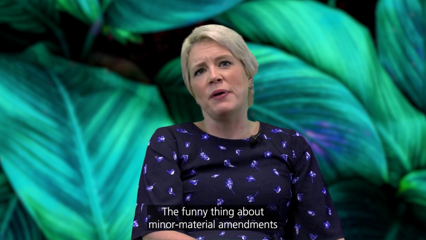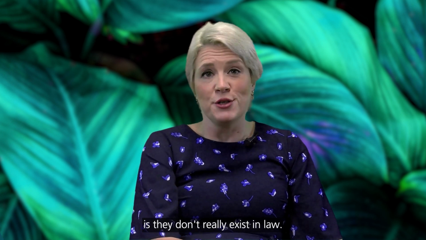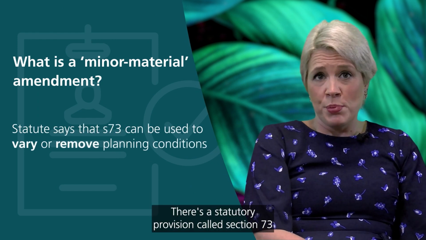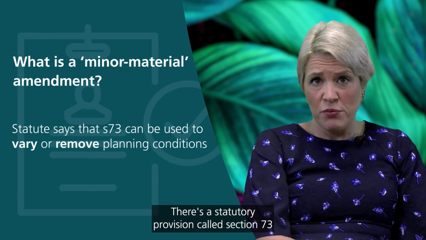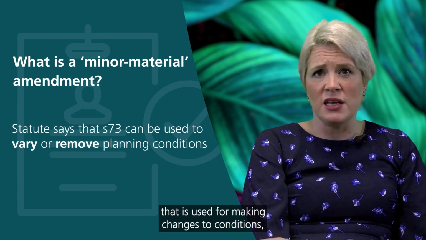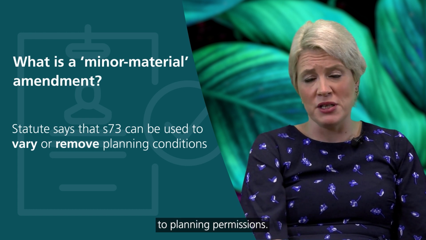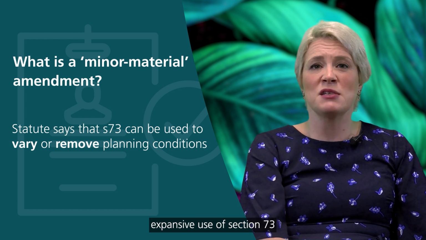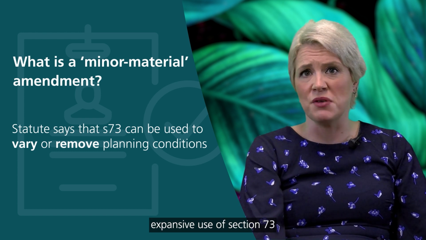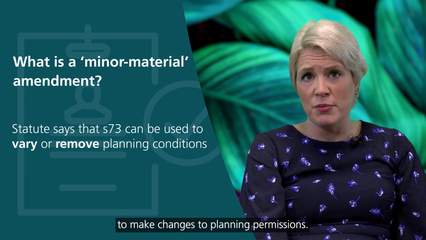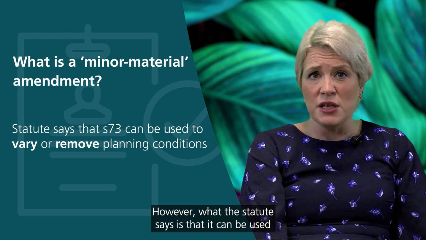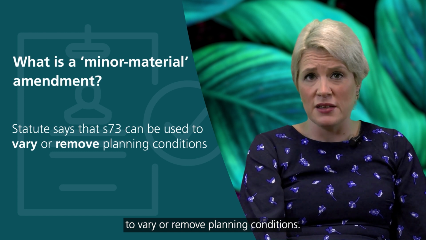The funny thing about minor material amendments is they don't really exist in law. There's a statutory provision called Section 73 that is used for making changes to conditions to planning permissions, but in the past government guidance has invited expansive use of Section 73 to make changes to planning permissions. However, what the statute says is that it can be used to vary or remove planning conditions.